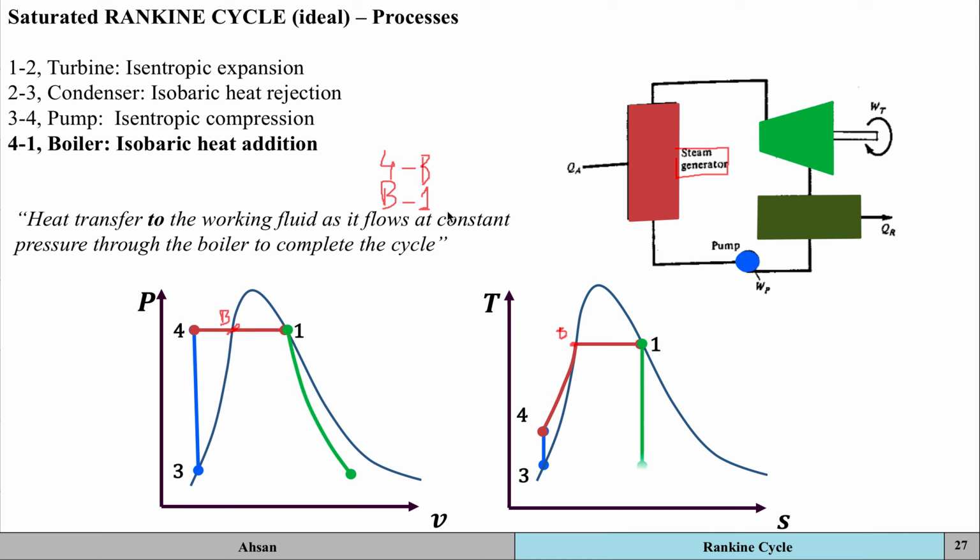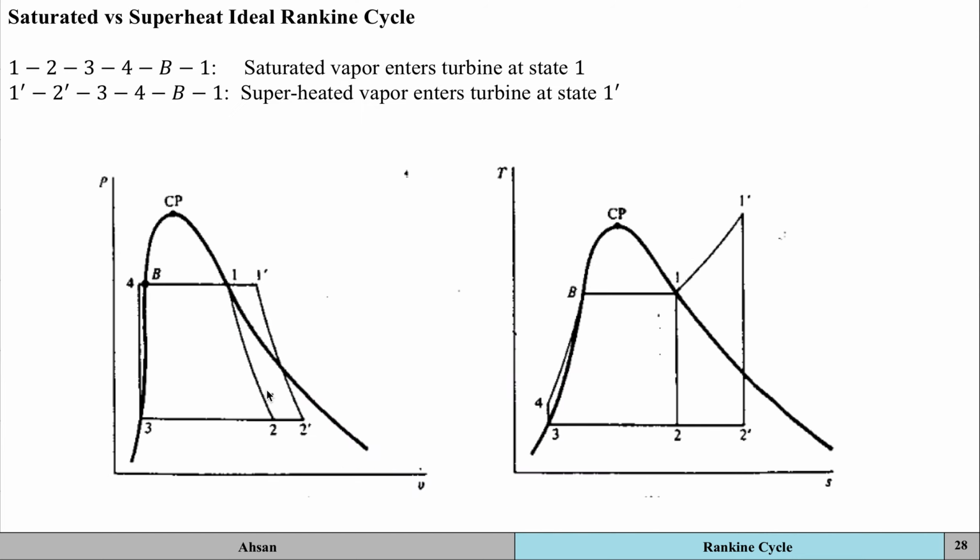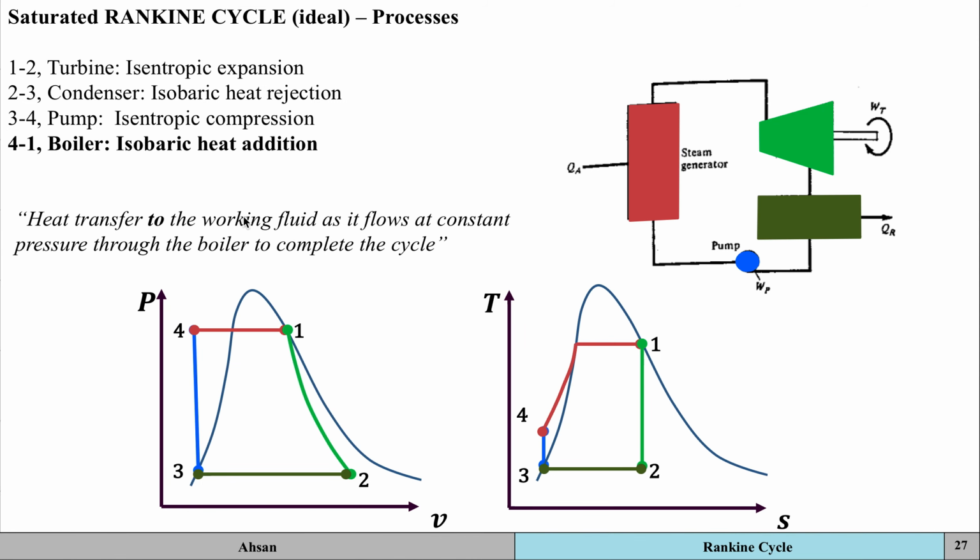So just to complete this cycle now, a cycle is when you go back and rejoin at the initial state. Then it's going to be a cycle. So this is what an ideal Rankine cycle looks like. You've got 4 components. You've got a turbine, you've got a condenser, you've got a pump, and you've got a steam generator as well. Now, this was the saturated Rankine cycle.